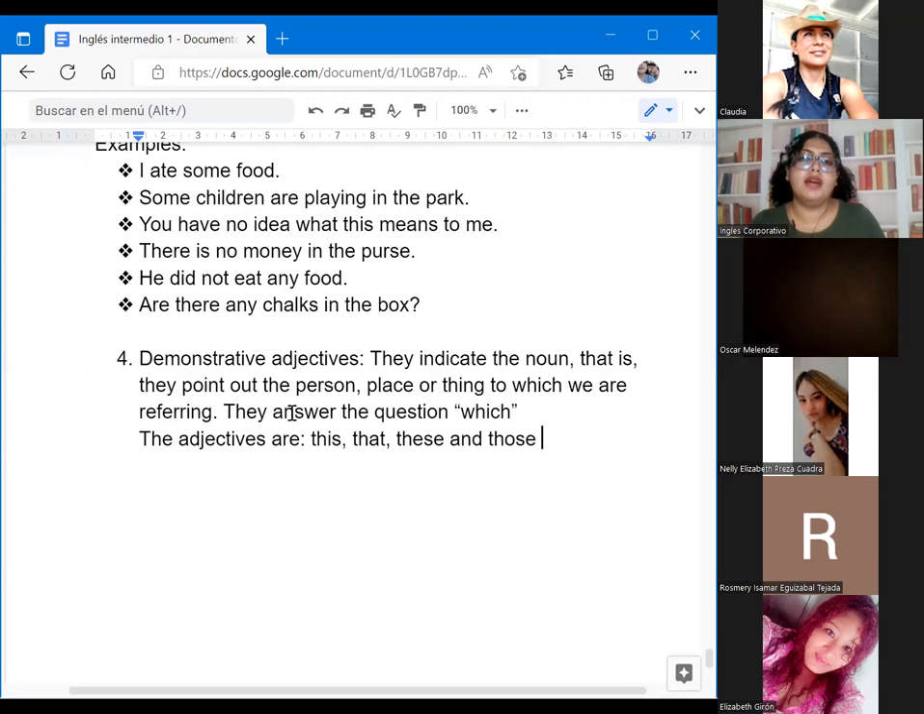So in this case, we are going to use this and that for singular nouns. In that case, this and that, and these and those are for plurals. Así que los primeros dos, this and that, los estamos utilizando para lo que son los singulares, o sea, nombres singulares. Y los últimos dos, these and those, es para los nombres plurales.